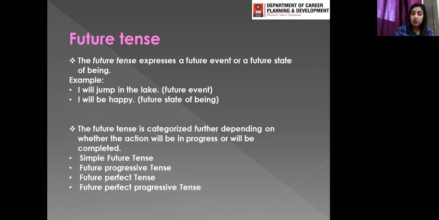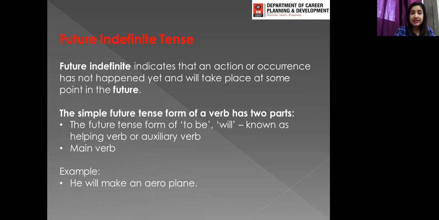Now, future tense is divided into four different parts. It is characterized into four parts according to the action and the verb in progress. Basically it is divided into simple future tense, future progressive, future perfect, and then future perfect progressive tense. So let's discuss what exactly the future indefinite tense is.